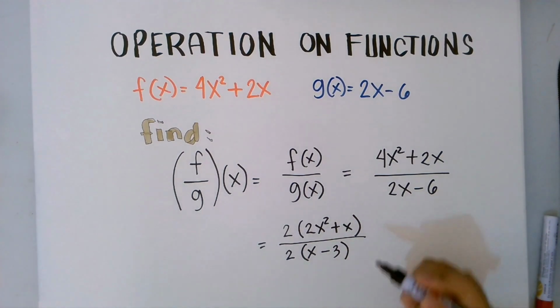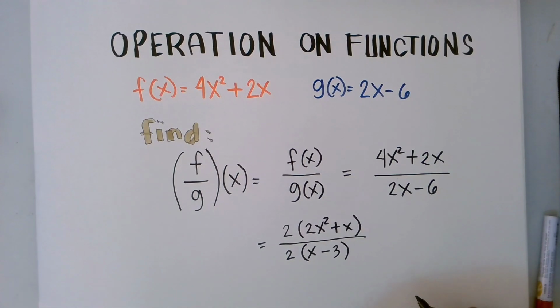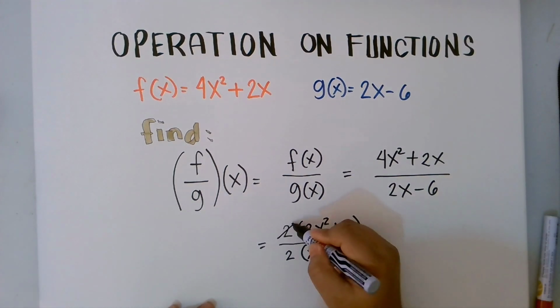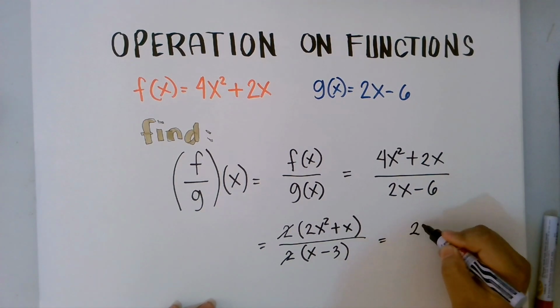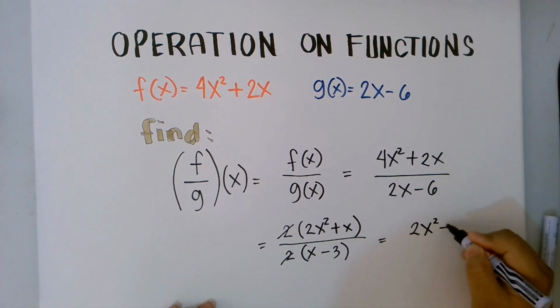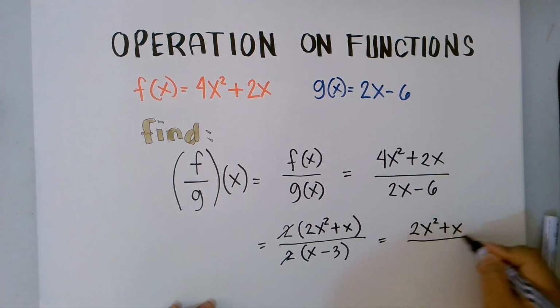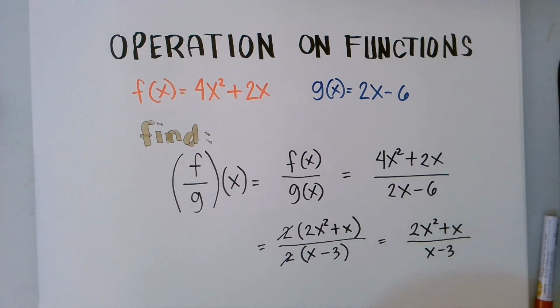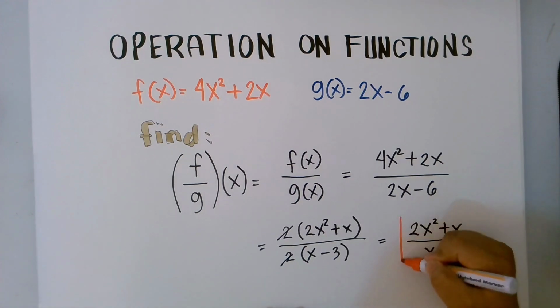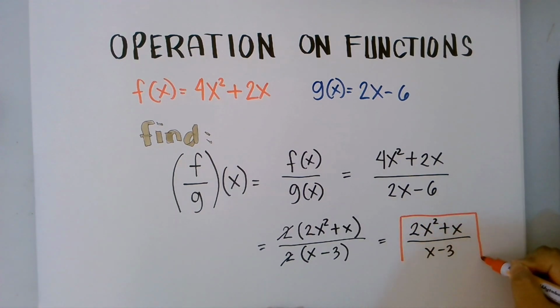Okay. So now, as you can see, our common factor here is 2. So we will cancel them. At yung natira na lang is 2x squared plus x over x minus 3. And we can no longer simplify that kasi wala na silang common factors na pwedeng i-cancel. So therefore, that would be the quotient of f of x and g of x. Okay.